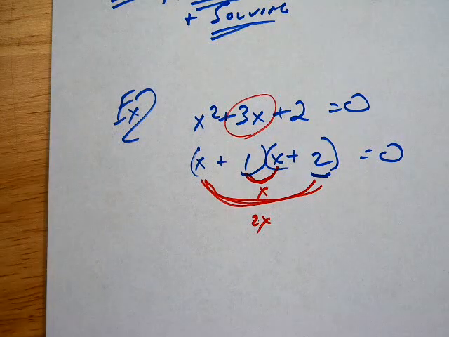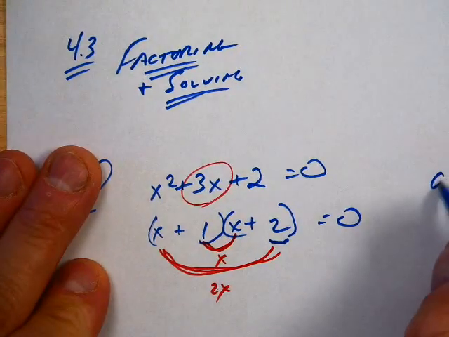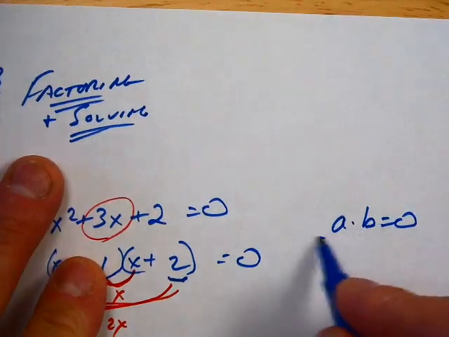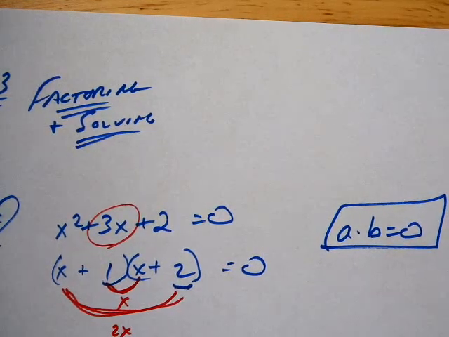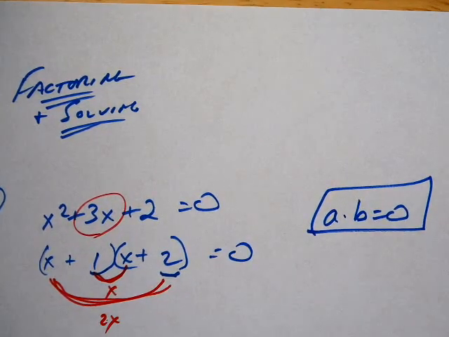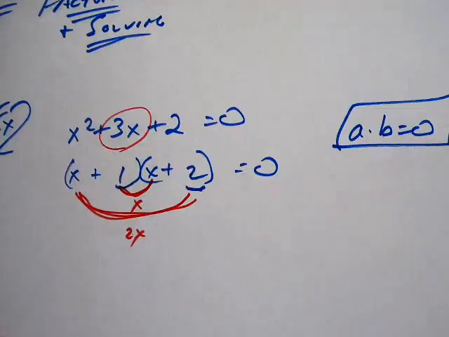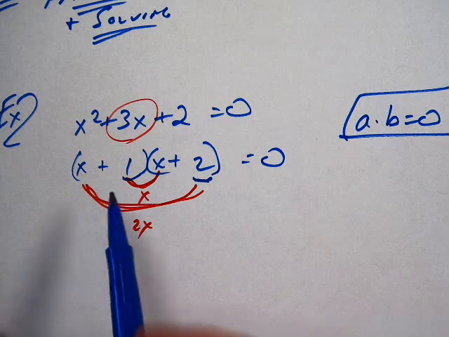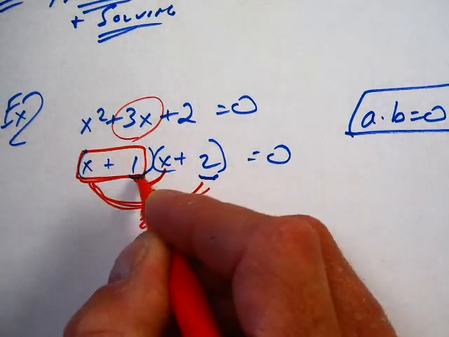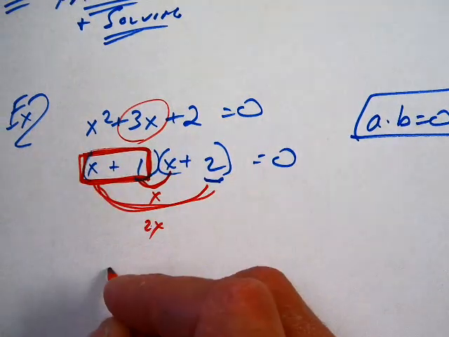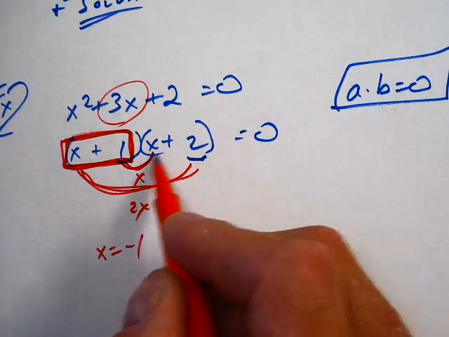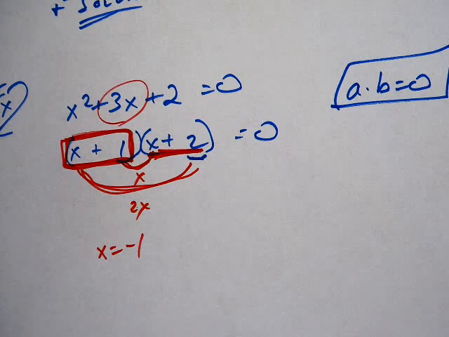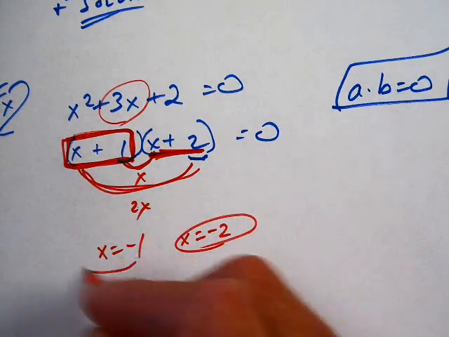So in this case, this cannot be overstated how important this is. If I have A times B to give me zero, what's one of them got to be? Zero. The only way I can have two things multiplied together to give me zero is either if A is zero or if B is zero. So that's what I've done over here. I've got two things multiplied together to give me zero. What can I plug in here to make that zero? Negative one. Since negative one would make that zero, zero times whatever would give me zero. What can I plug in here to get zero? There's my two solutions.